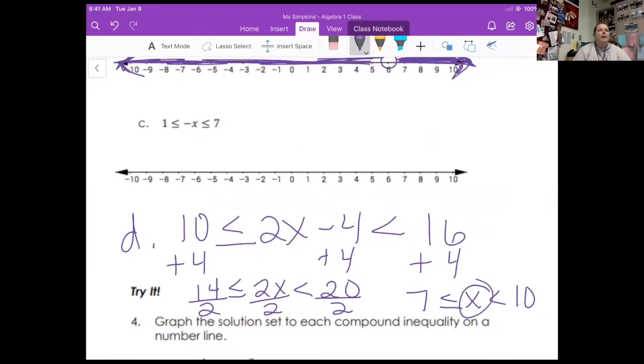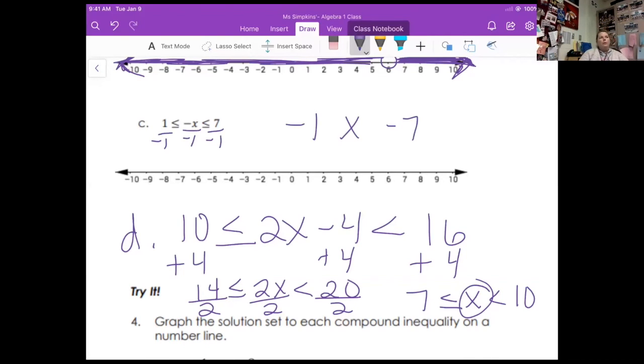I see an issue with C. x is not by itself. Technically, what is that coefficient of x? A -1. So -1 is being multiplied by x. So we want to divide everything by -1. So 1 divided by -1 would be -1. We have our x, and we have 7 divided by -1, which is -7.